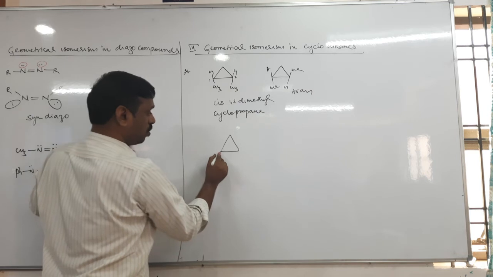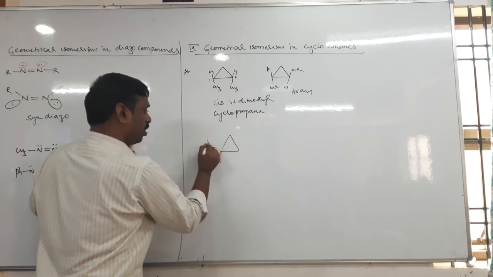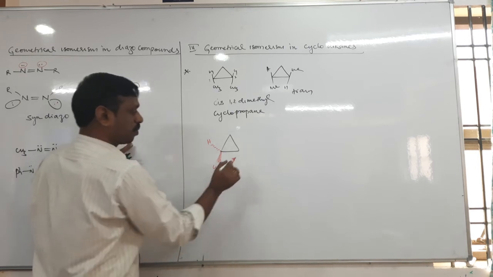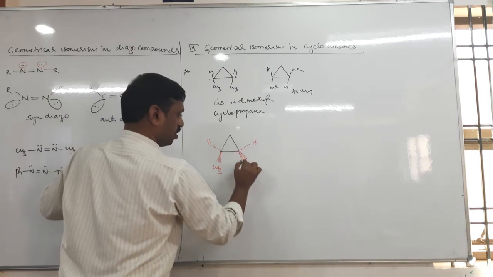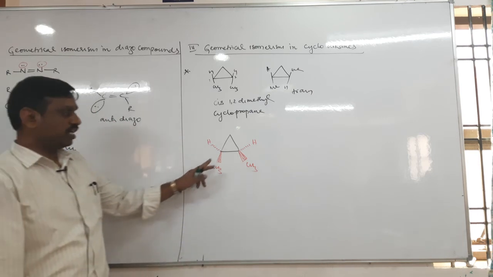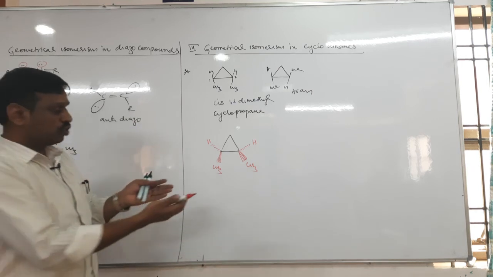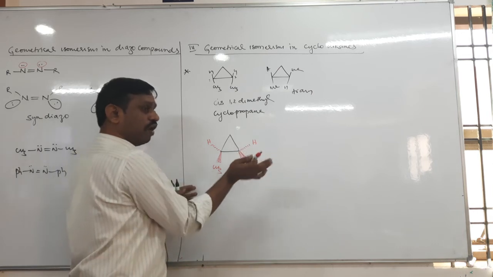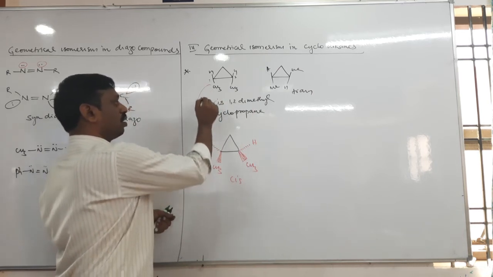But now cis can also be written like this. Methyl will be in one plane, hydrogen in another plane. Tell me, is it cis or trans? Cis. The thick line indicates it is towards the observer, so both methyls are towards the observer and hydrogens are away from the observer. It is cis, that means both are equal.